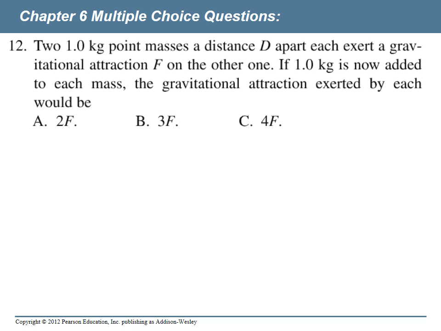If I were to triple each mass, so I made this 3 kilograms and the other one was 3 kilograms, I tripled them and then they're effectively squared, then it would be 3 squared is 9, right? So it would have been 9 times the force. But here we have doubling the masses, so we quadruple the force.